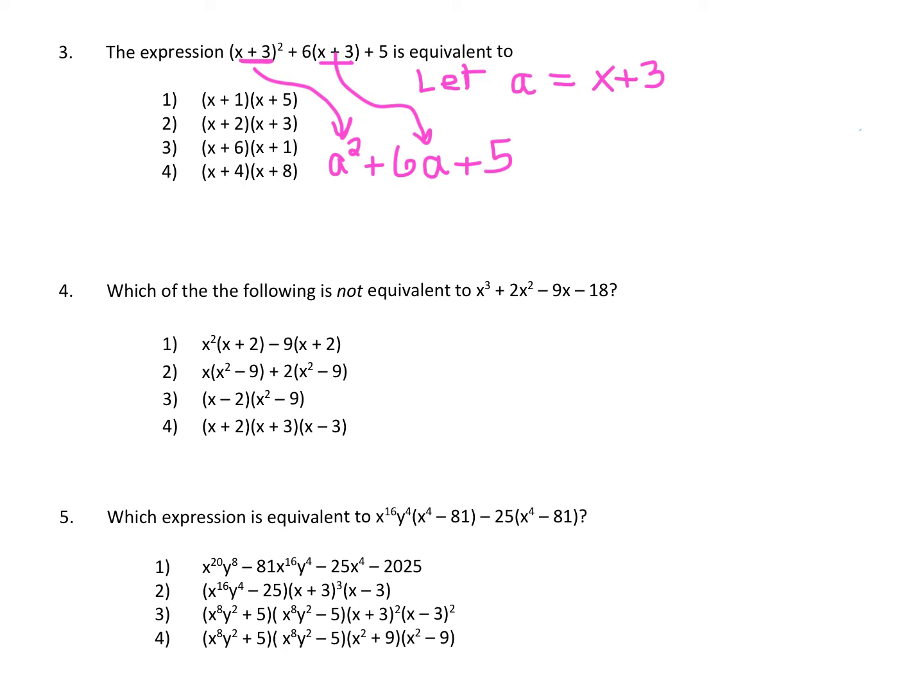Now, the reason I did this is because this is an easy expression to factor. Whenever you have 3 terms and the leading coefficient, the number in front, is a 1, we just set up 2 sets of parentheses. I'm going to put the square root of this first term in the first spot in each parenthesis. And we're going to come up with 2 numbers that add to 6 and multiply to 5. Those would be 5 and 1.